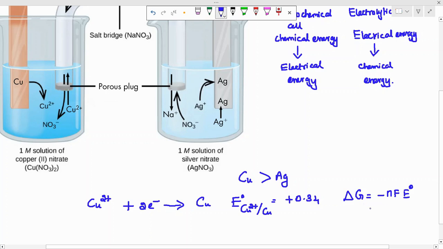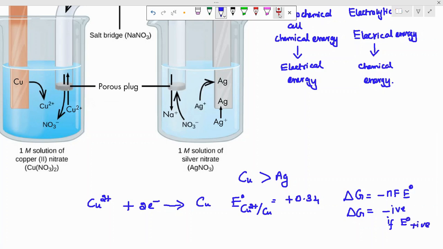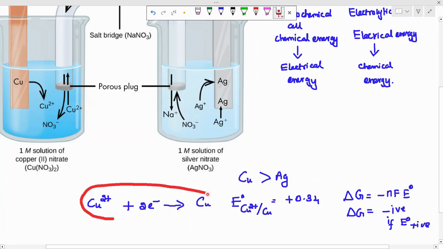that is the formula for delta G. So if E naught is positive, delta G becomes negative. If E naught is positive, then this process is called a spontaneous process. That is, addition of electrons will be the spontaneous process for the copper.